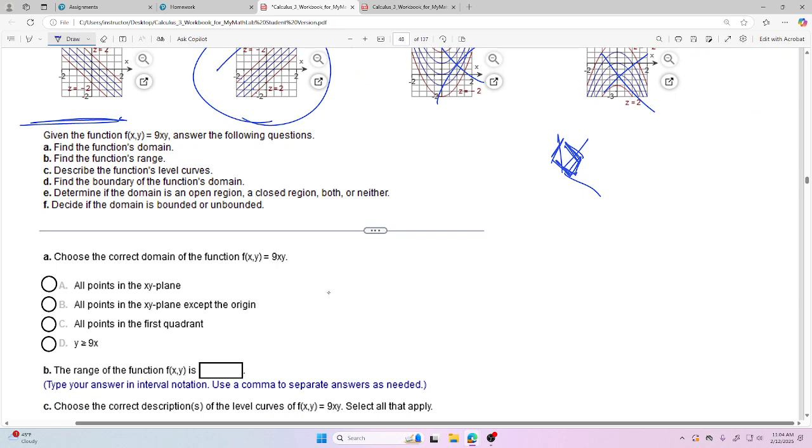Cool concepts. Okay, here we go. Given this function here, answer blah, blah, blah. So let's rewrite it. And it says find the domain. And that means what possible x values do you have, right? But here in this class, not just x, but also y, because we're using both of those. What possible numbers can I plug in for x and y?